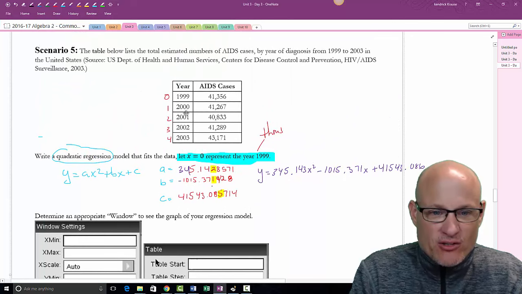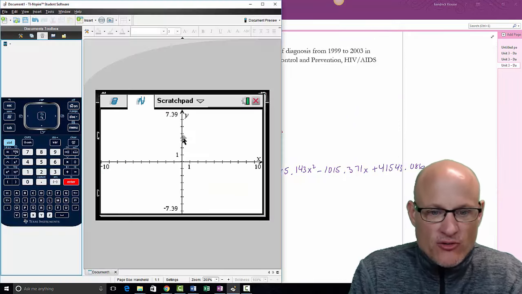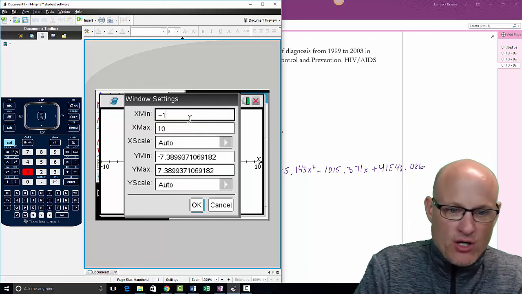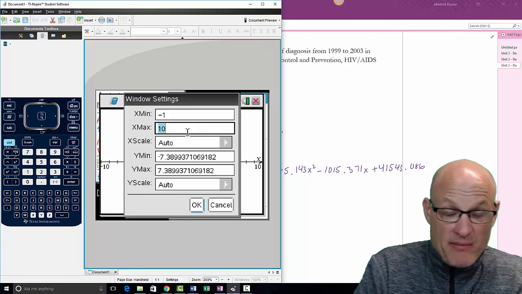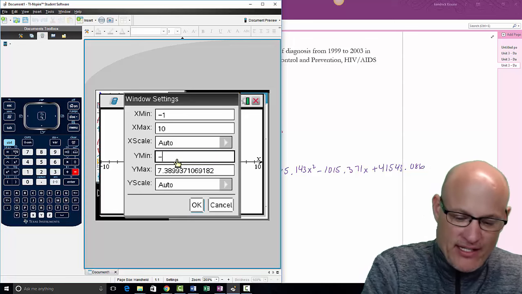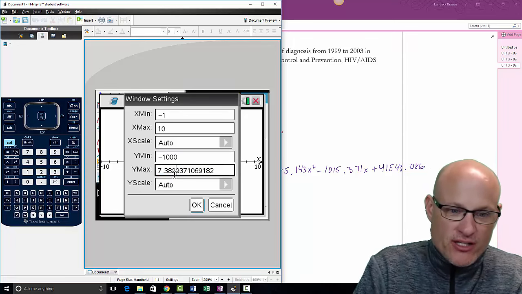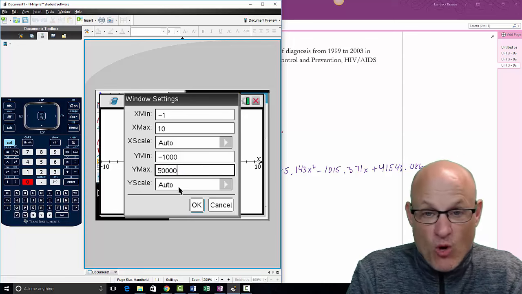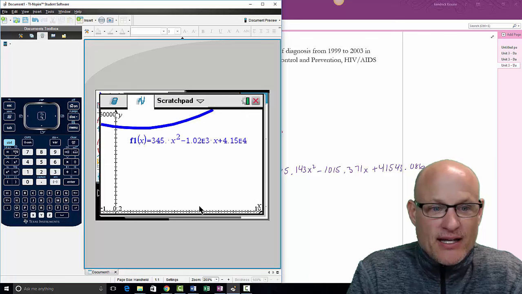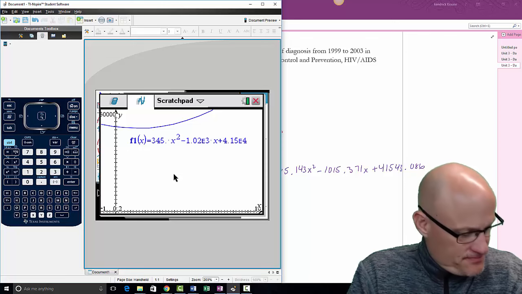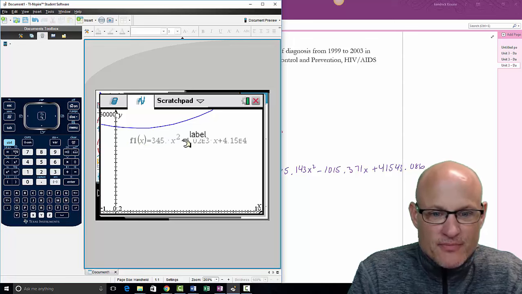Our cases went from 0 to 4. So if I'm going to change my window settings, I might want to go negative 1 to, I don't know, maybe negative 1 to 10. Now my Y minimum, I don't necessarily want it up at 40. Let's change that to negative 1,000. You'll see why in a minute. And let's change this to 50,000. I know it's over 41,000. Let's try 50,000. Ah, now I'm starting to see a little bit of the shape. But I don't know if I see enough of the shape. It's probably good enough.